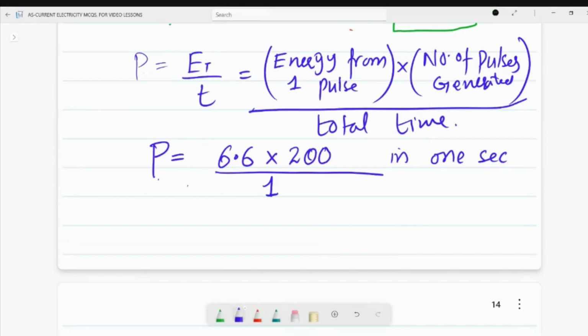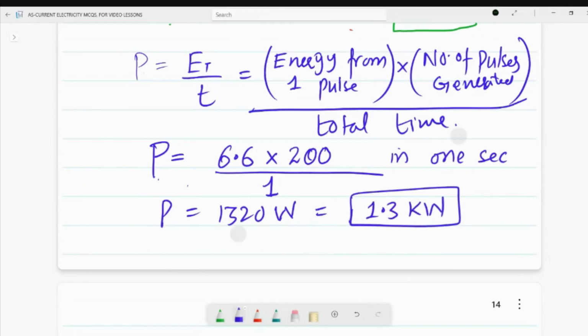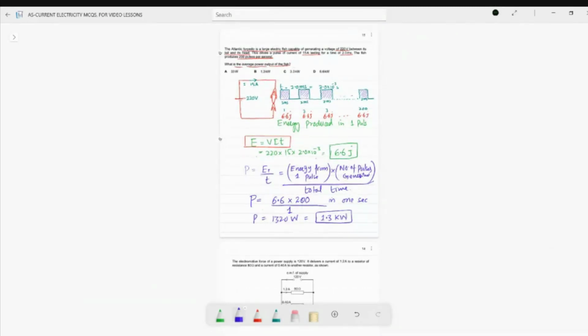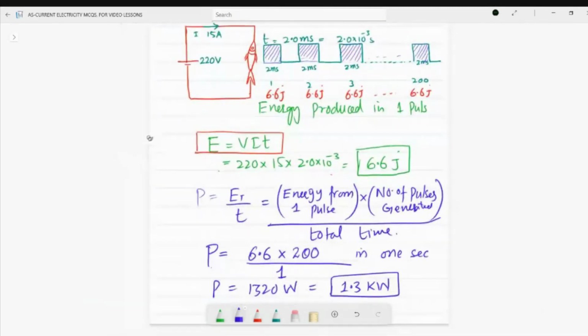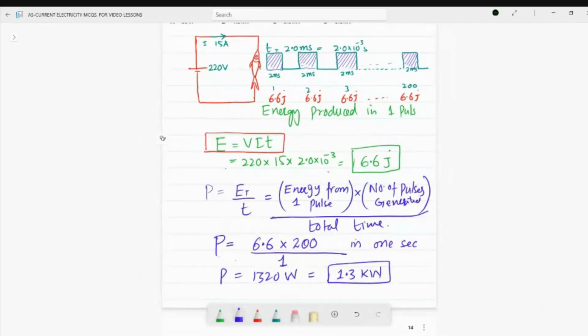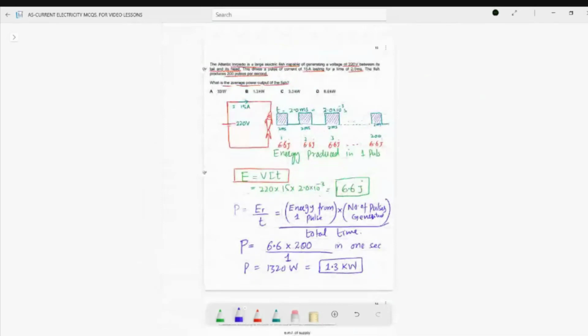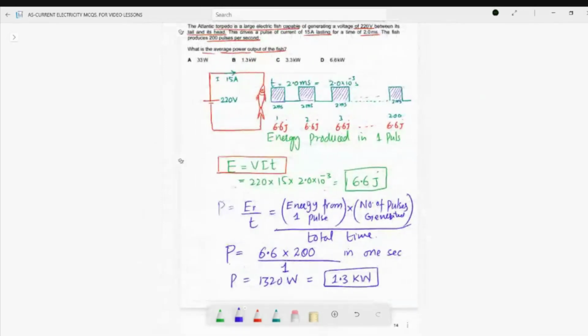6.6 times 200 is 1320 watt. All the answers are given in terms of kilowatt, so you can convert this to 1.3 kilowatt. This is the average power produced by this torpedo. That is a huge torpedo. Hope that it would work outside the water as well, so it can be used to overcome the energy crisis. So this is the question, and this is the solution.